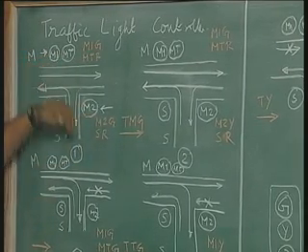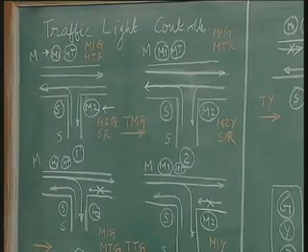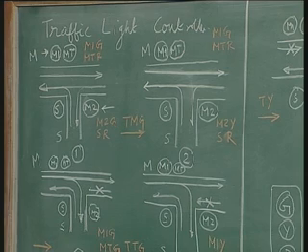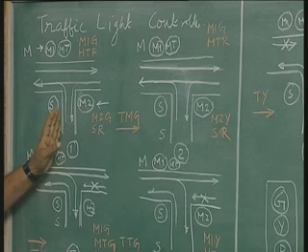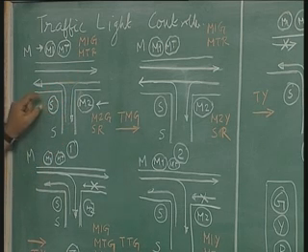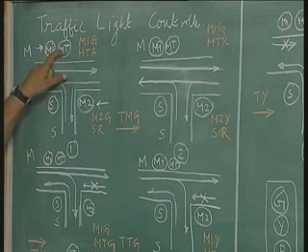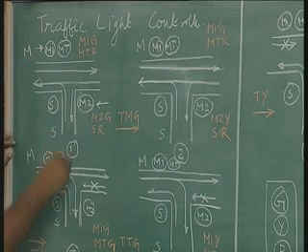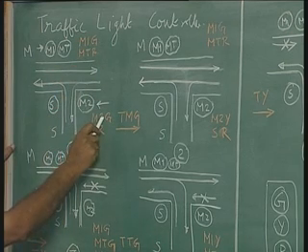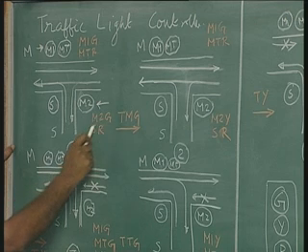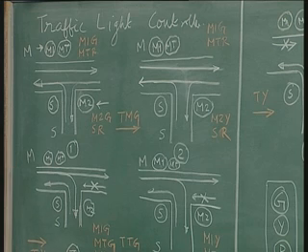MT is the turn signal for turning from the main street into the side street, M turn, main turn, that means turn from main. And S is the side street signal, which is used to turn from side into main. So normally M1 is green, MT is red, M2 is green, S is red. That is the first state, which is the usually available state.